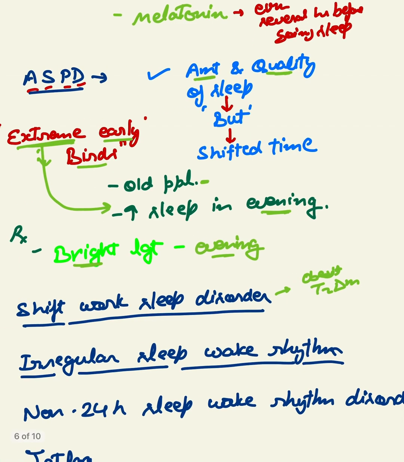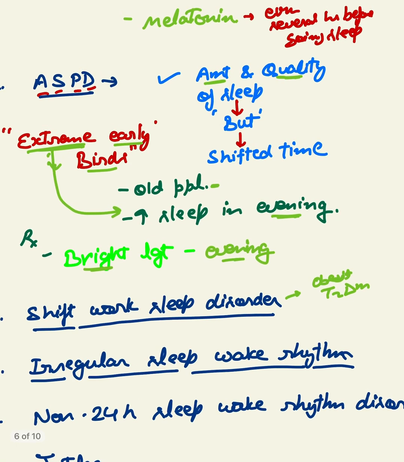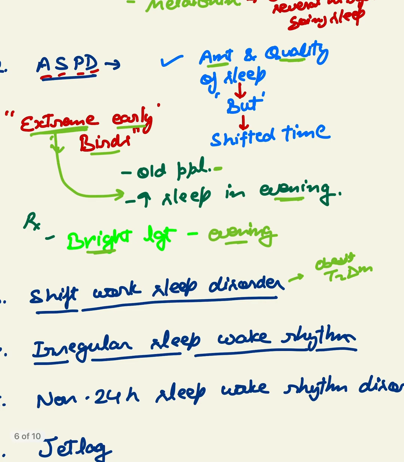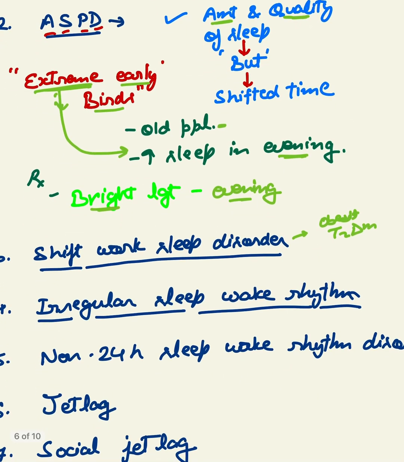Now, therapy for this is generally intermittent bright light exposure during the night time and avoidance of the bright light during the daytime, so that the patient can go to sleep while working at night, and melatonin can be given before the bedtime.